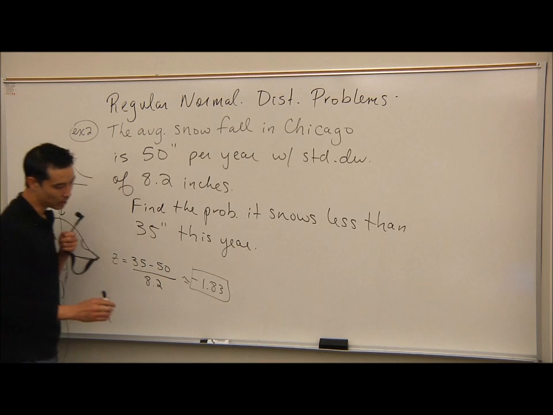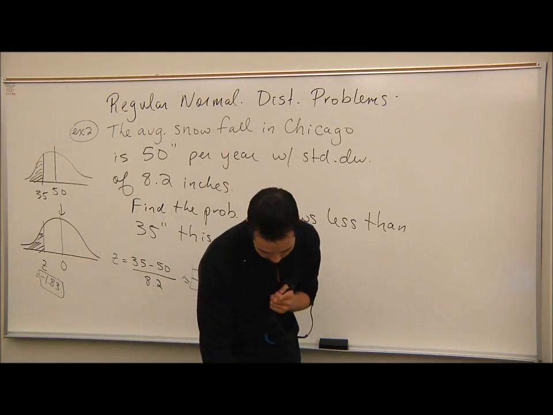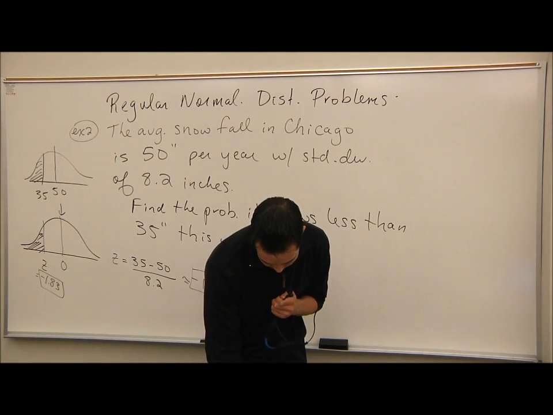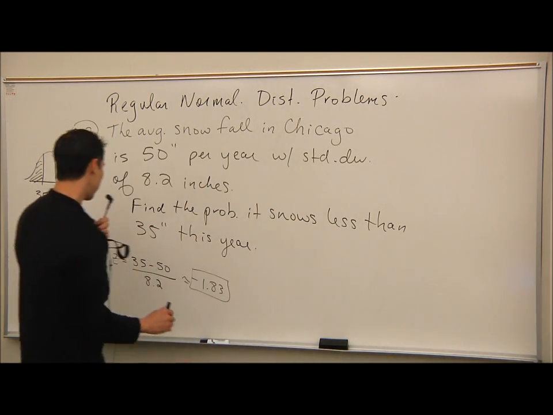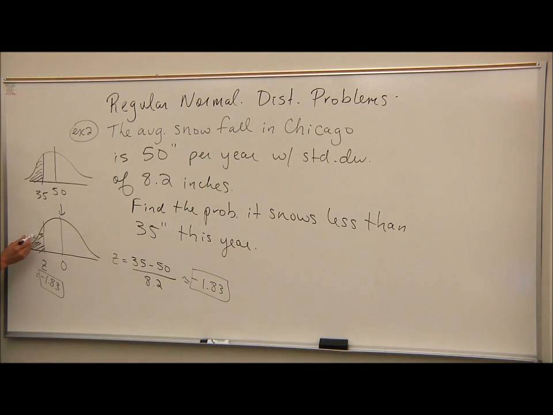So you open up your chart. Negative 1.83 is 0.336. So therefore my answer, because my chart is set up as area to the left, is 0.336, and that's it.